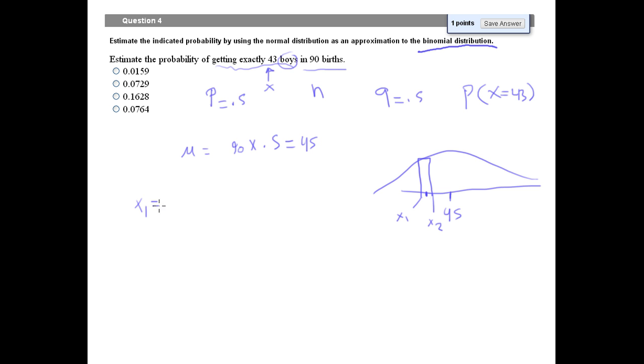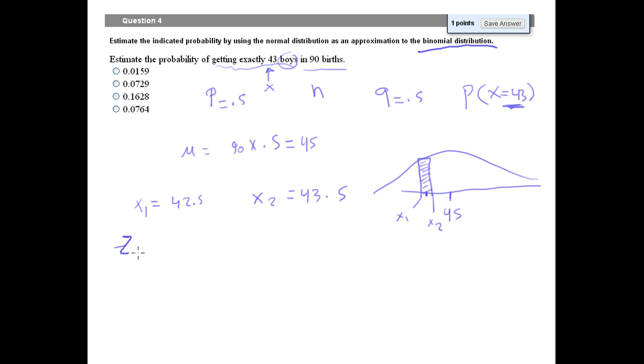Again, every single value in the binomial distribution is considered a bar, an area in the normal distribution. So if you have one value, x equal to 43 in the binomial, it's going to be an area in the normal distribution between 42.5 and 43.5. Now let's get Z1 and Z2.